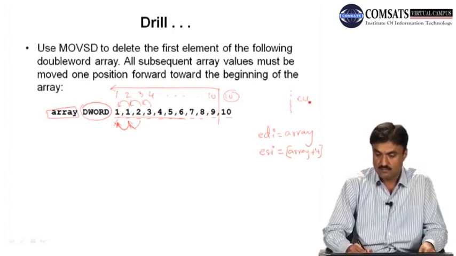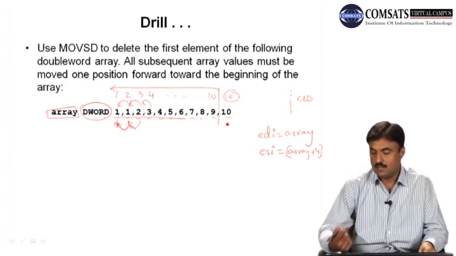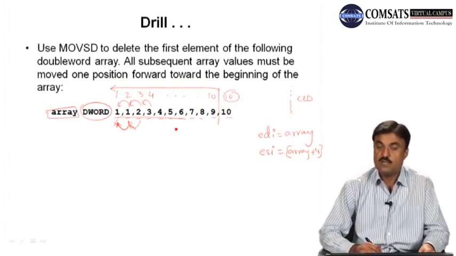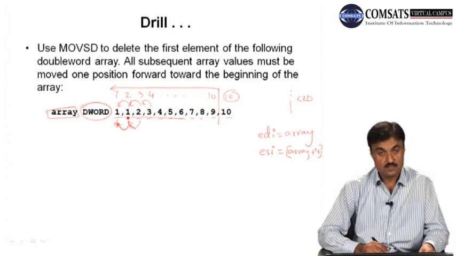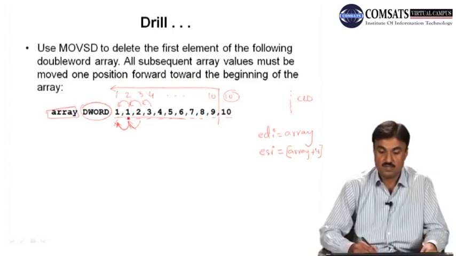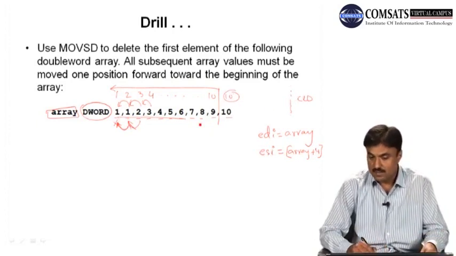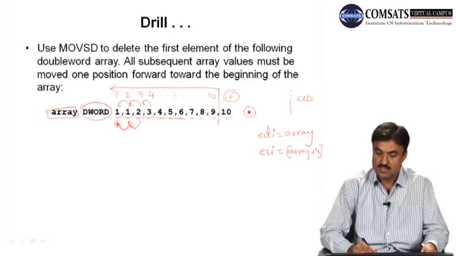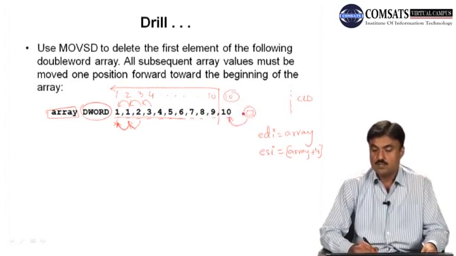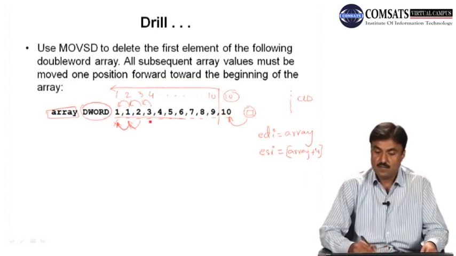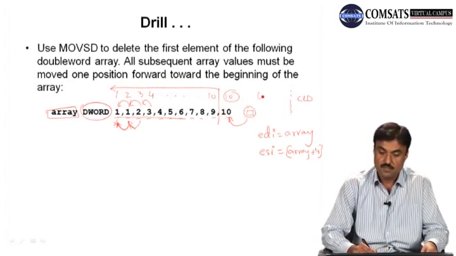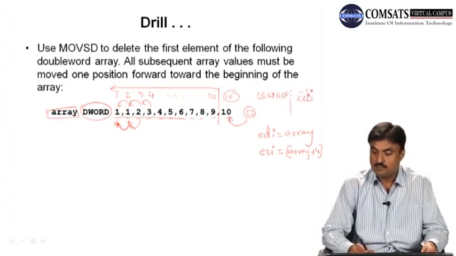So first we have to clear the direction flag. Then what we have to do, how many times we can repeat. Repetition is more important. So how many times are we going to repeat? If we are going to repeat the length, then whatsoever the value at the next address is, after the double word value, it will be moved here. So either you want to repeat the length of the array, or you want to repeat the length of the array minus 1, so 1 less than the length.